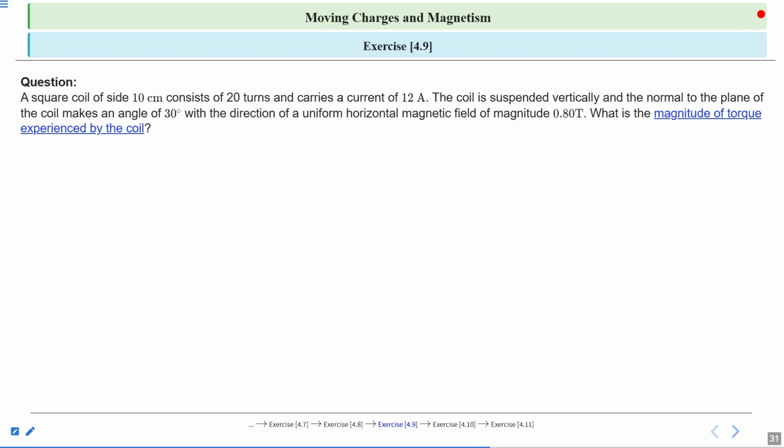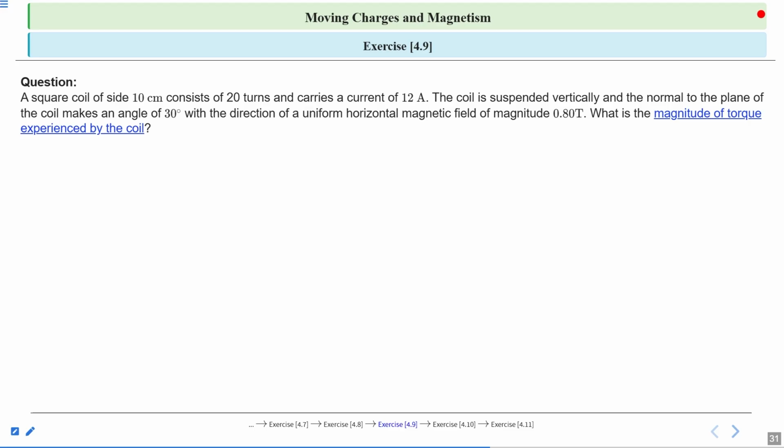So let's move on to the next question. Exercise 4.9. A square coil of side 10 centimeter consists of 20 turns and carries a current of 12 ampere. The coil is suspended vertically and the normal to the plane of the coil makes an angle of 30 degree with the direction of a uniform horizontal magnetic field of magnitude 0.8 Tesla.